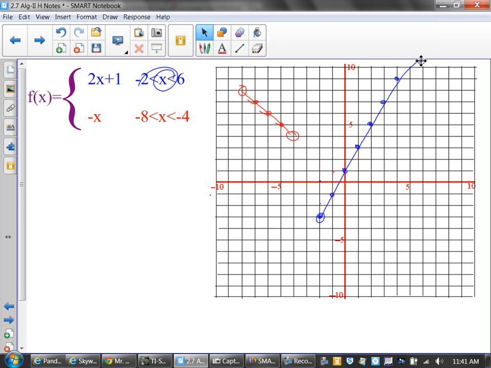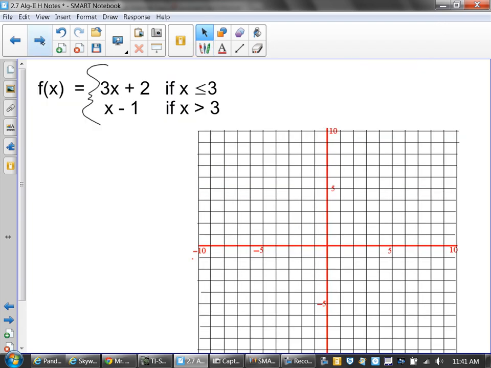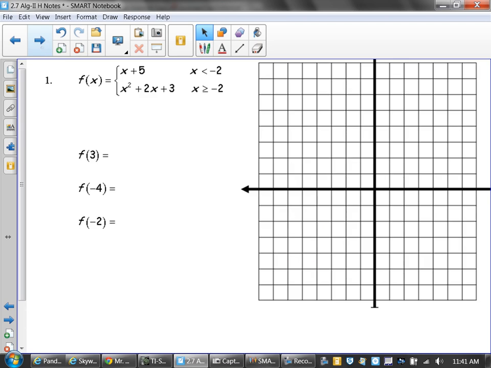So I've got a couple funkier ones for you guys to try. And I've got these things on a separate worksheet. And I wanted to show you how you can do some of this stuff with your calculators as well to help you guys with some of the table stuff.